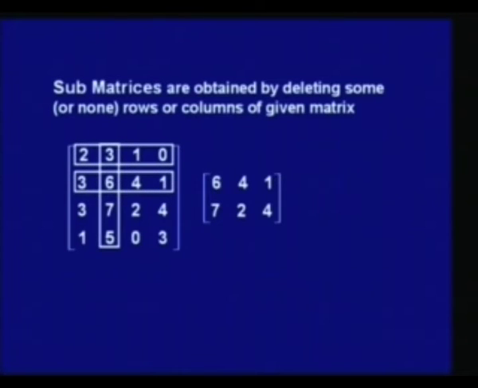This matrix is also a submatrix of this matrix, obtained by deleting the first and second rows and the second column. So, what I have is 3, 2, 4 and 1, 0, 3. In fact, one can obtain a large number of submatrices of different orders from a given matrix.